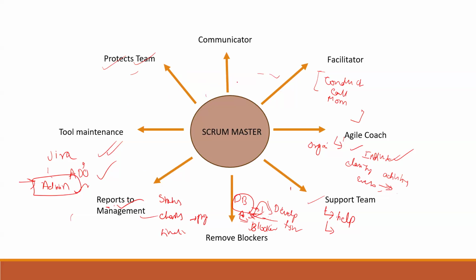So that's one thing. He's a very good communicator, and he has to be a very good communicator, or else it's a very difficult thing for any person to be a Scrum Master. So these are the many roles he has to play, knowingly or unknowingly, and he is going to do that.